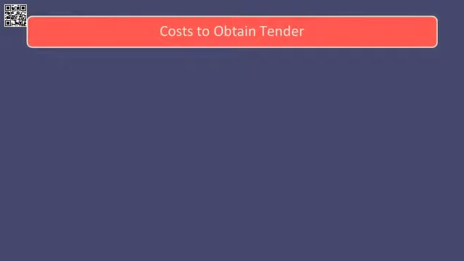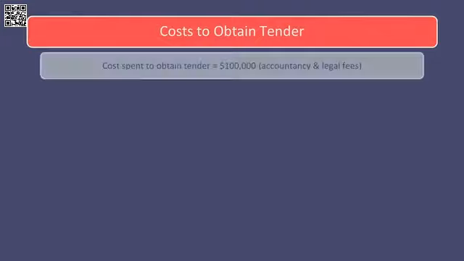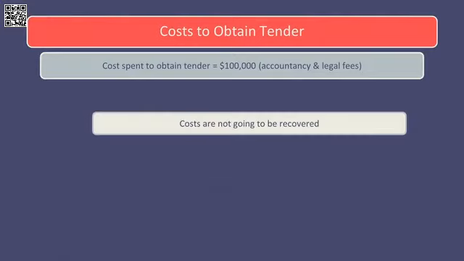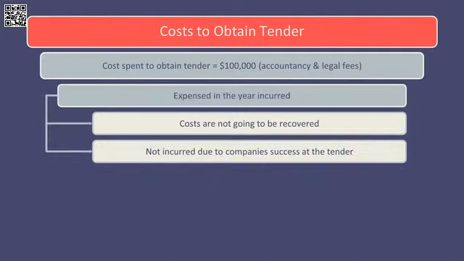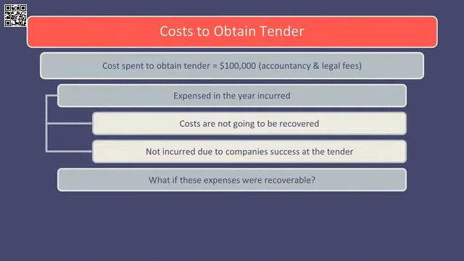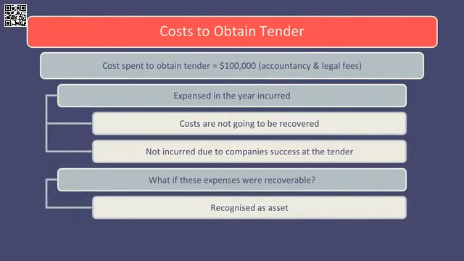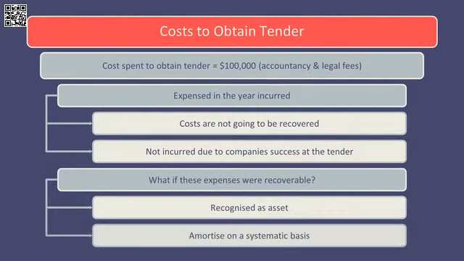They are also dealt with in IFRS 15. The company spends $100,000 in accountancy and legal fees when applying through the local government's tendering process. From this it looks like the costs are not going to be recoverable and they needed to be incurred whether the company's tender was successful or not. Therefore these expenses should be expensed. What if the company expected to recover the $100,000? Then they should be recognised as an asset and amortised on a systematic basis consistent with the pattern of transfer of the houses.